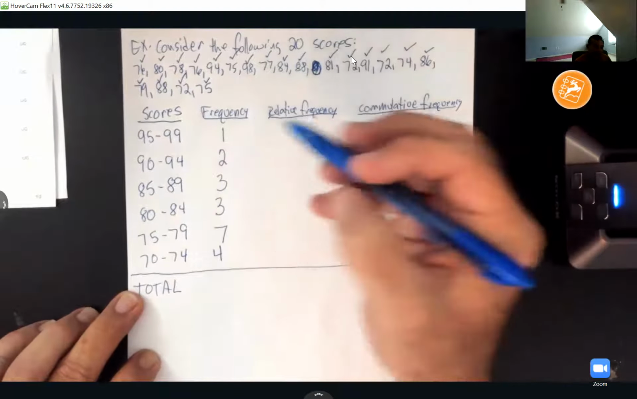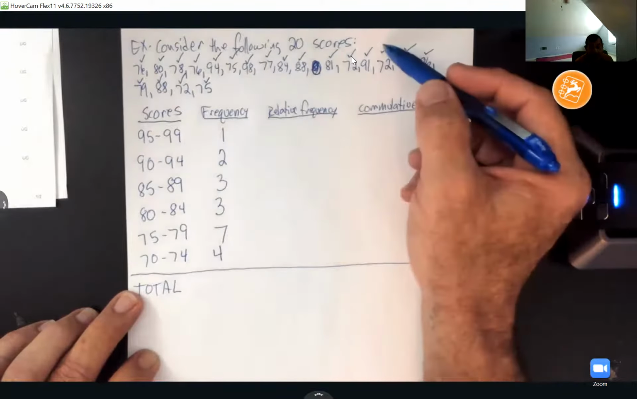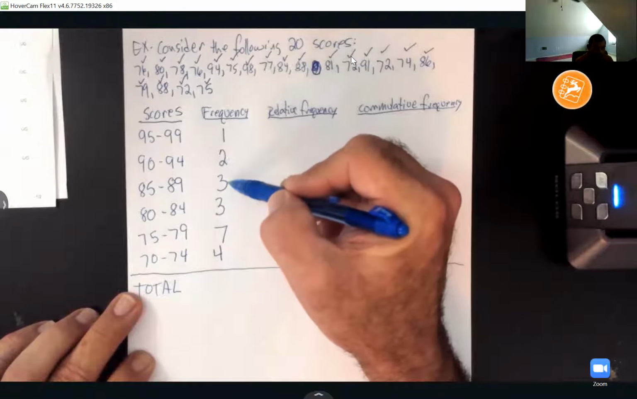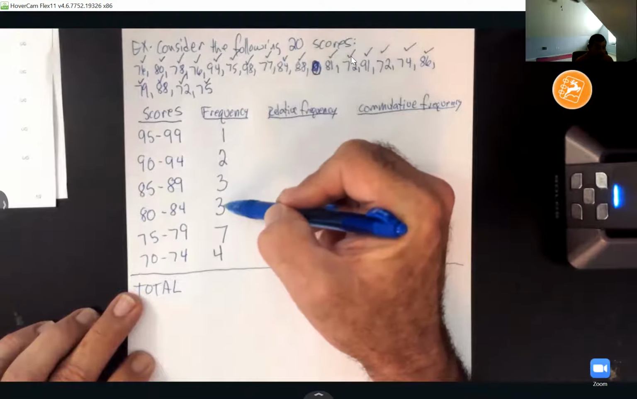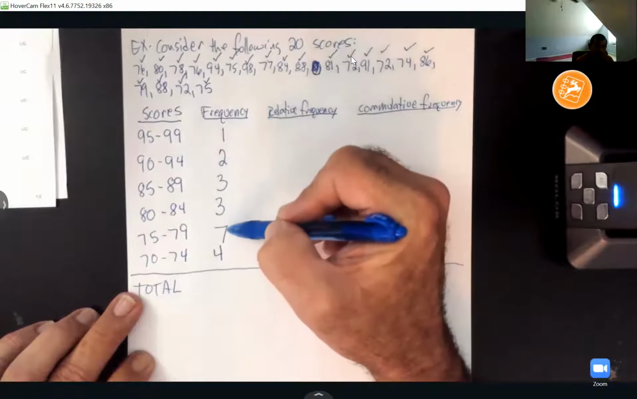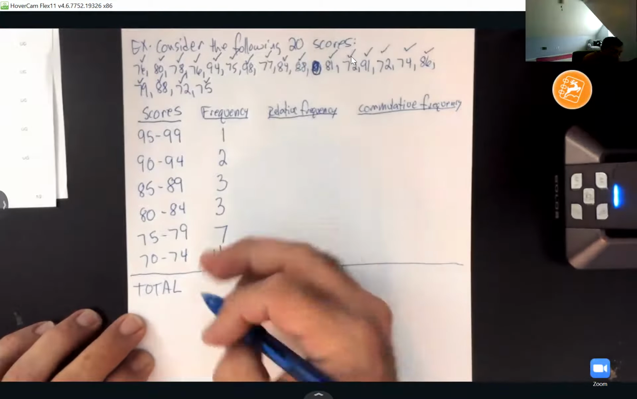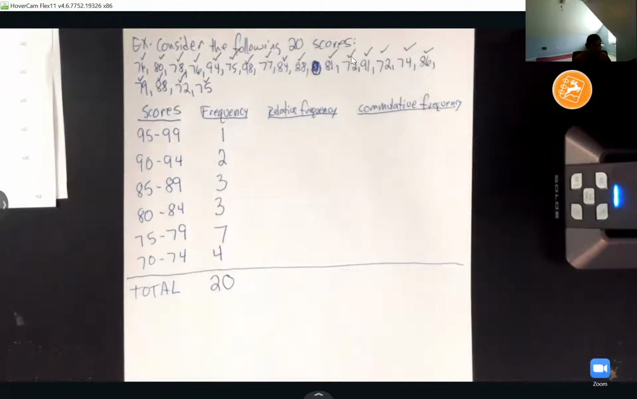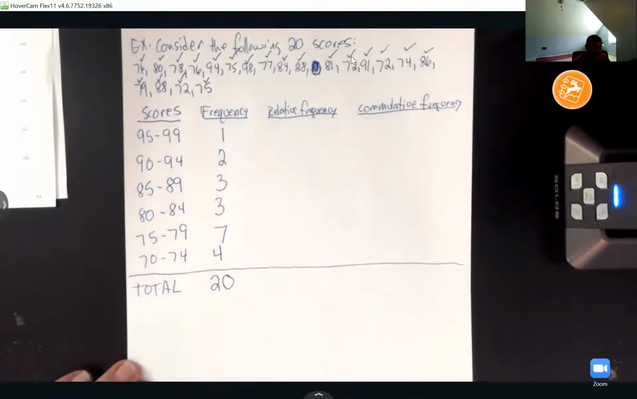So let's add that up and see how many. That should equal 20 because that's how many scores we had. So 1 plus 2 is 3, plus 3 is 6, plus 3 is 9, plus 7 is 16, plus 4. So that gave me a total of 20 scores.